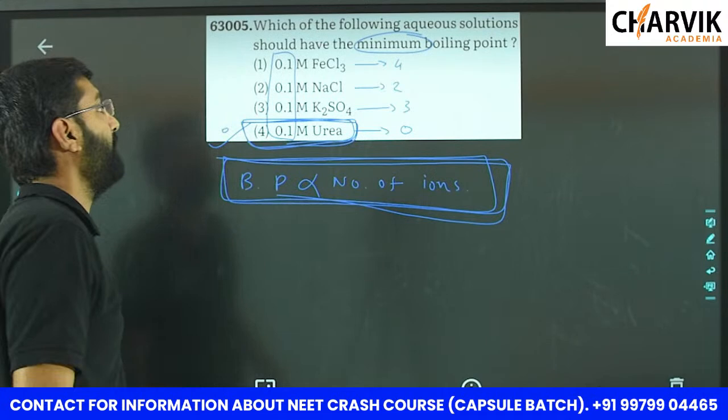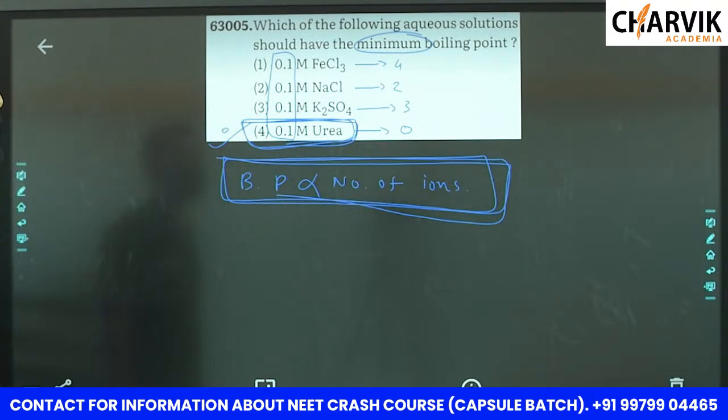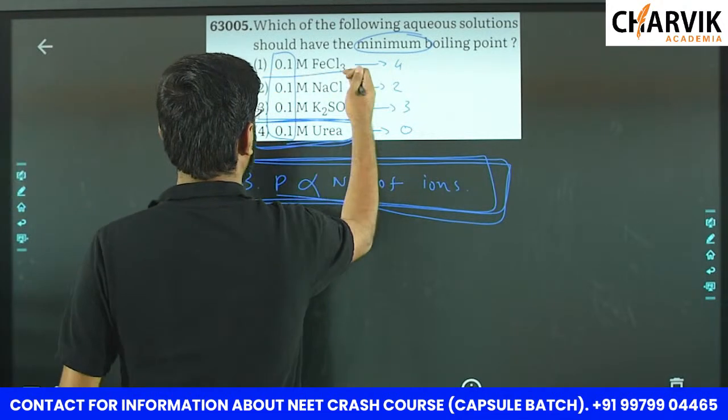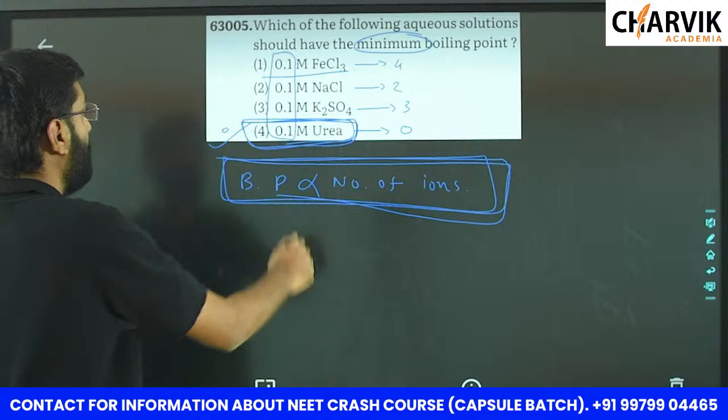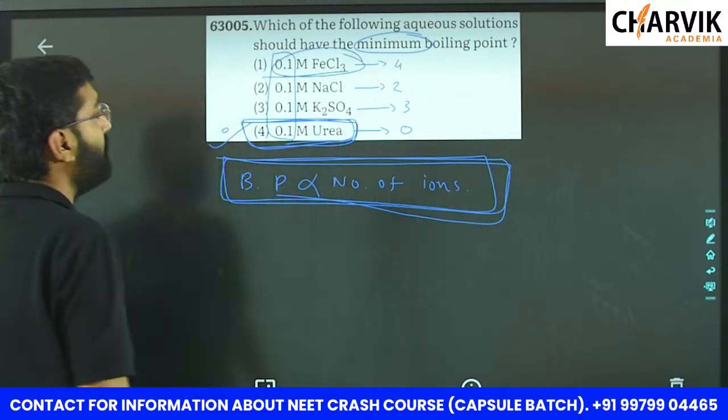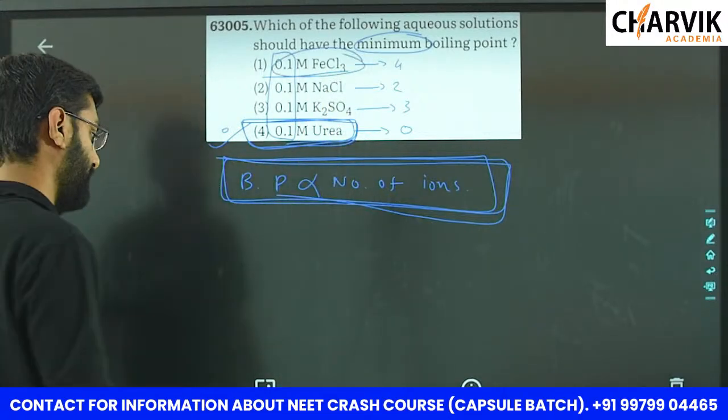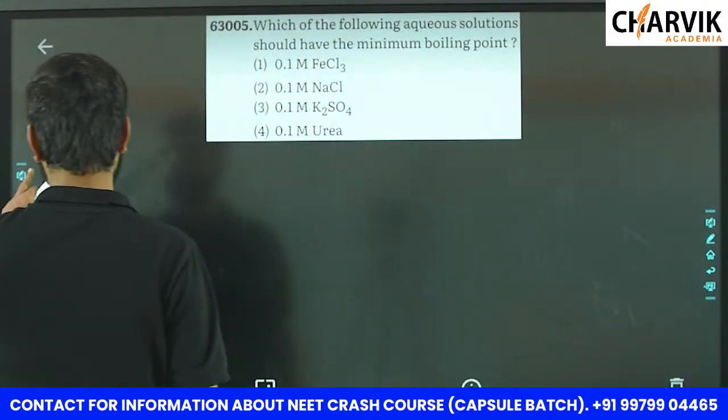Okay, if the question is about maximum boiling point, then what should be your answer? 0.1 molar FeCl3, maximum boiling point. For maximum boiling point, your answer should be 0.1 molar FeCl3. Okay, move to next question.